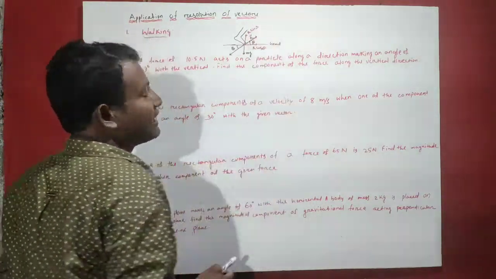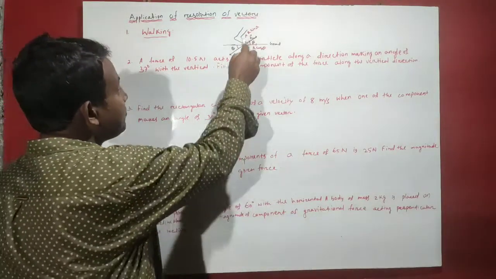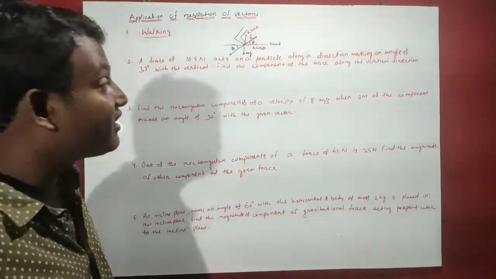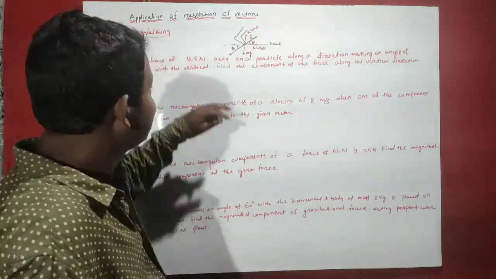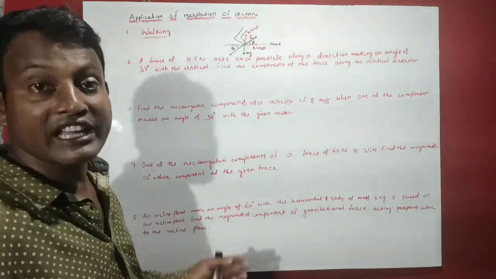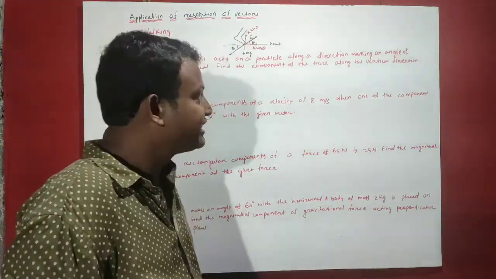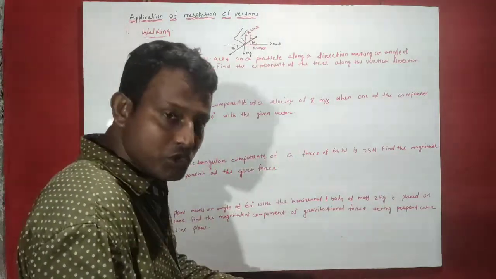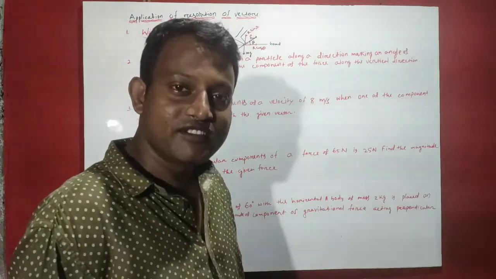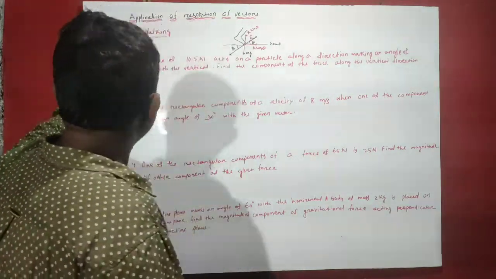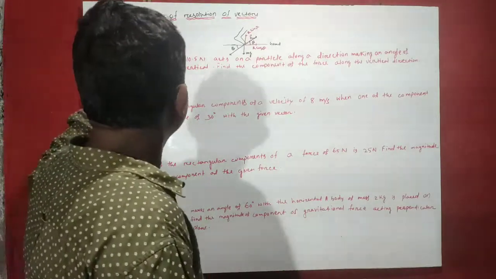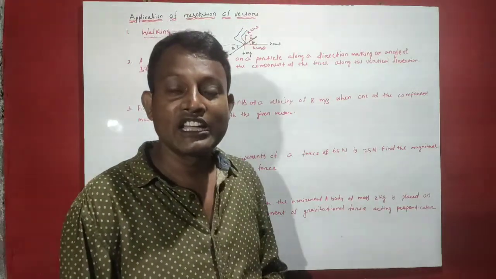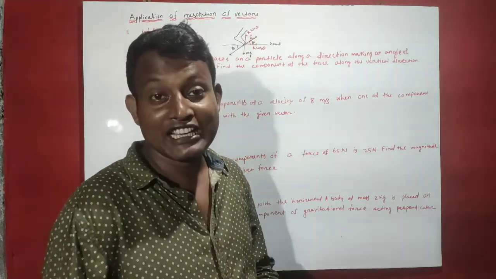Then R sin theta is cancelled by the gravitational force, or you may say the weight of Sally. Only one effective force is acting here, which is R cos theta. By this force, we are able to walk on the ground. Make sense?